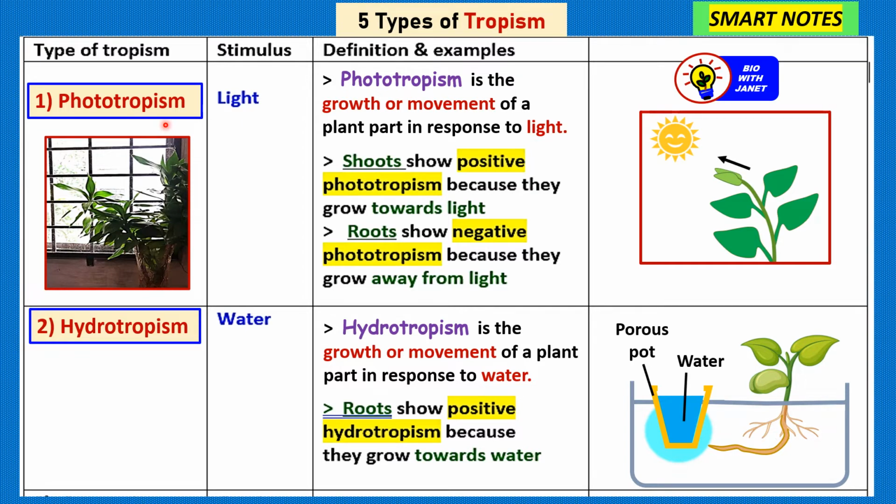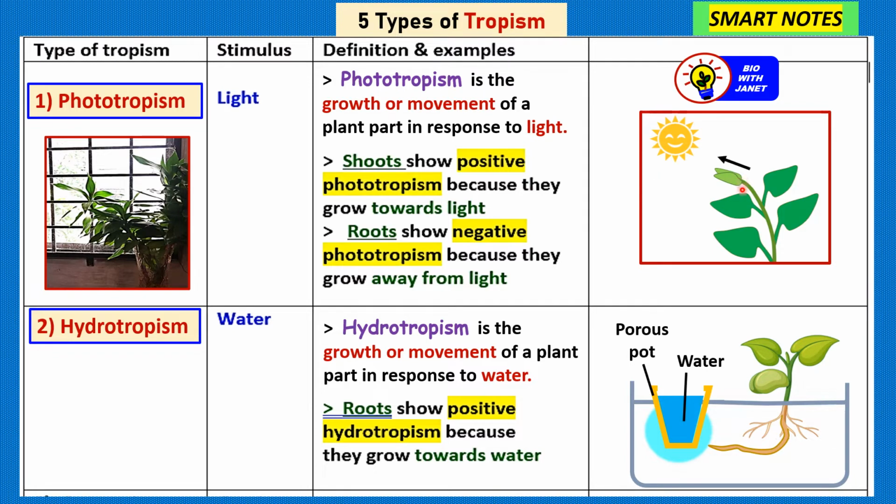Now let's start with phototropism. The stimulus is light. The definition for phototropism is that it is the growth or movement of a plant part in response to light. Examples are shoots that show positive phototropism because they grow towards the light, and roots show negative phototropism because they grow away from light. The advantage of the plant growing towards light is that the plant will be able to absorb more sunlight for a faster rate of photosynthesis to produce more organic food substances for its own use.